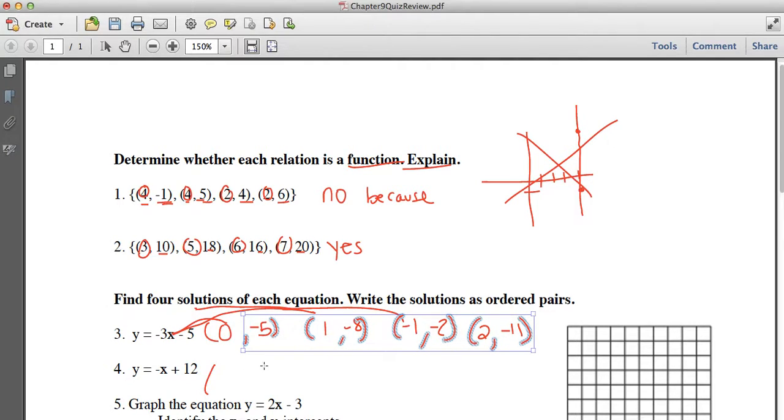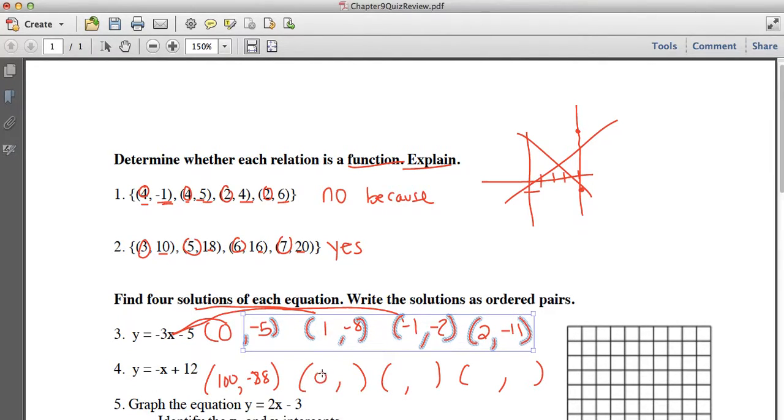Okay, for number 4, I'm going to do the same exact thing. Write down 4 ordered pairs and pick some numbers for x. Okay, if you want to be crazy and pick the number 100 for x, that's fine. -100 plus 12 would be a -78. Actually, that would be a -88.